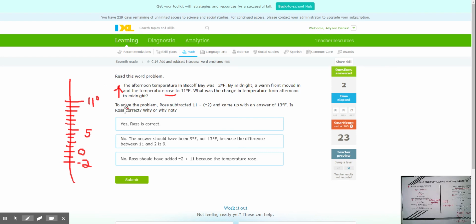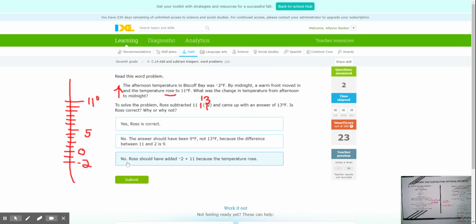To solve the problem, Ross subtracted 11 minus -2, which would be change, and that gives us 11 plus 2, which is 13 degrees, and came up with the answer 13. Is Ross correct or not? Well, we can either say Ross is correct. Let's read our others. No, the answer should have been 9, not 13, because the difference between 11 and 2 is 9. No, Ross should have added -2 plus 11 because the temperature rose. Temperature rose to 11 degrees.